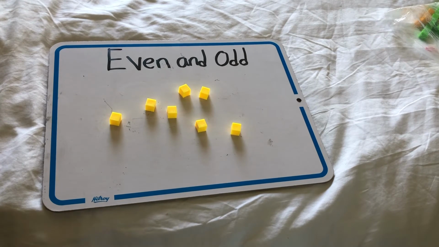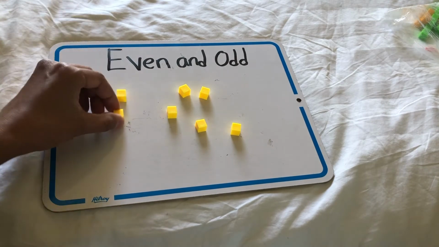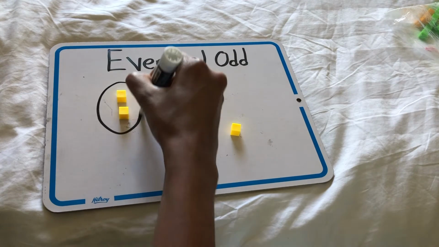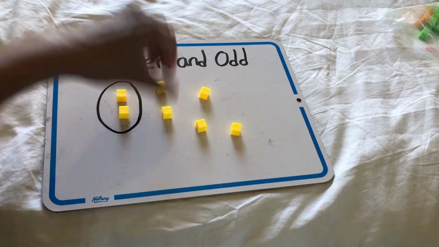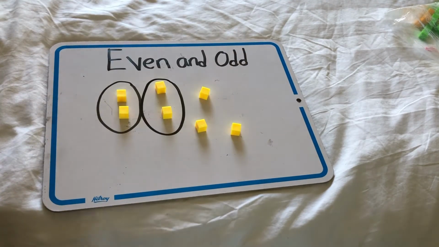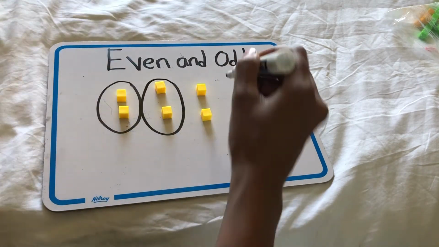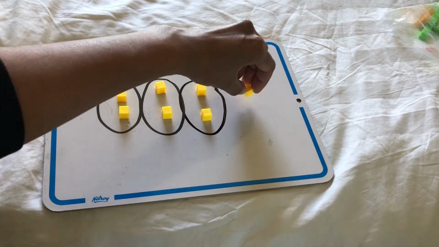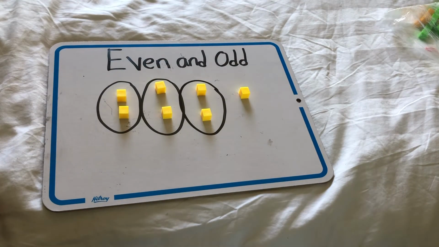So I have some more cubes now on my board. Let's see if I can pair all of these cubes up with another cube. So this cube, he's going to be buddies with this one over here, and I'm just going to draw a little circle around them. This cube and this cube, they'll be buddies. They're in a pair. This cube and this cube will put together, but this cube has no one to pair up with. He's all by himself.